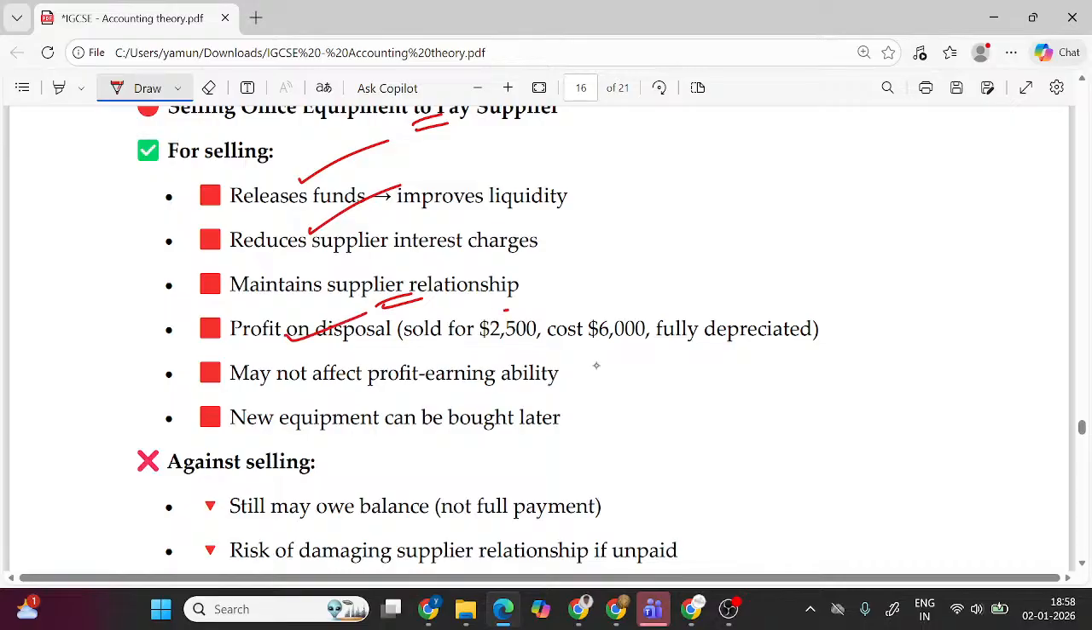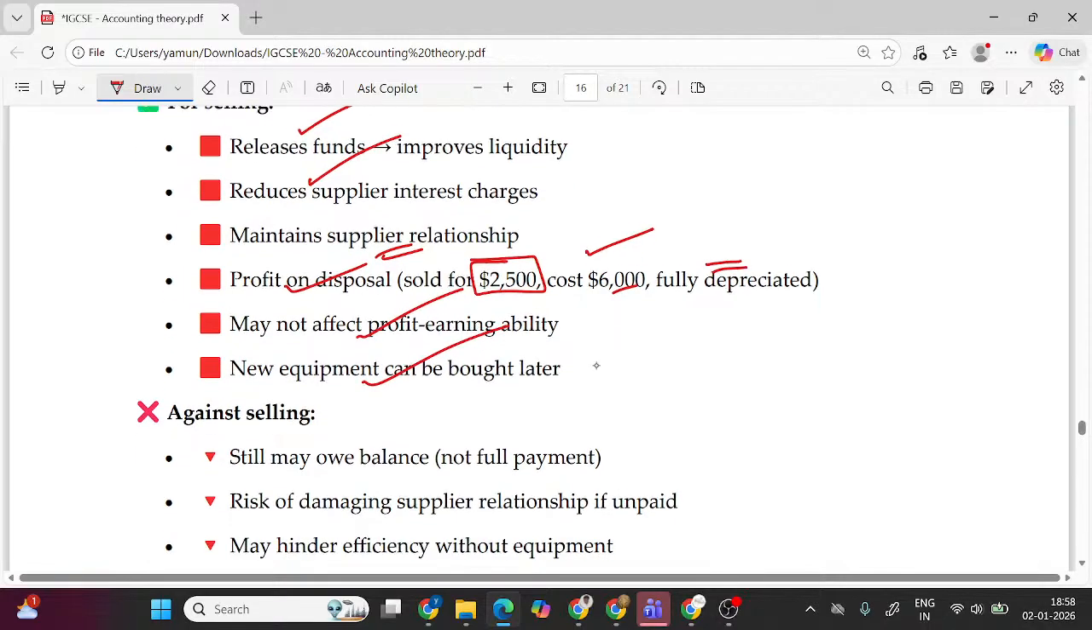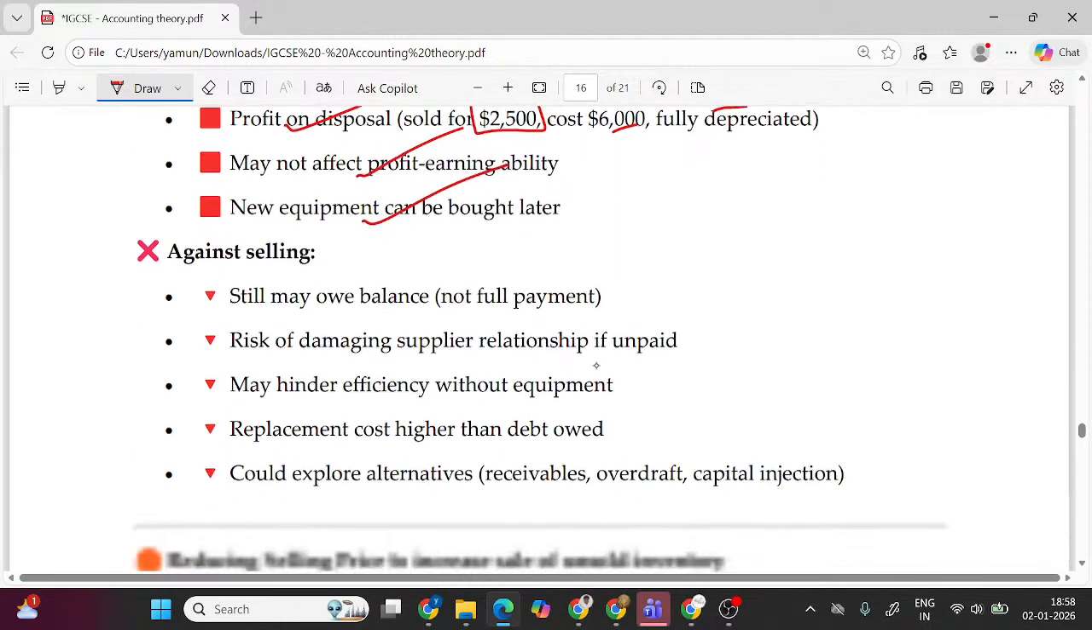Profit on disposal: sold for 2,500 and the cost is 6,000. It is fully depreciated. May not affect profit earning ability. New equipment can be bought later. Definitely. Since we are selling the equipment, we can buy later.